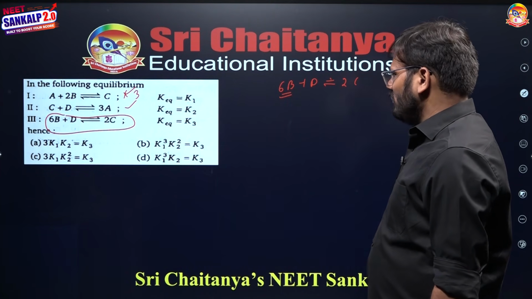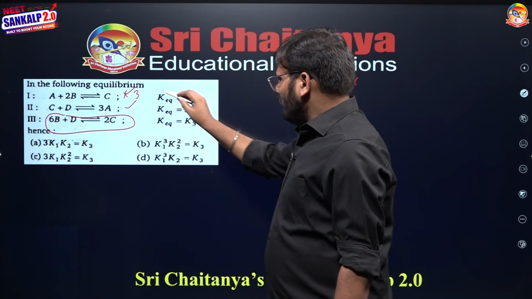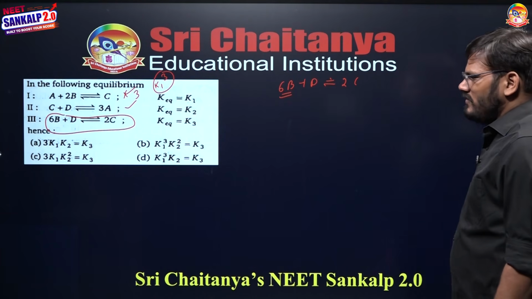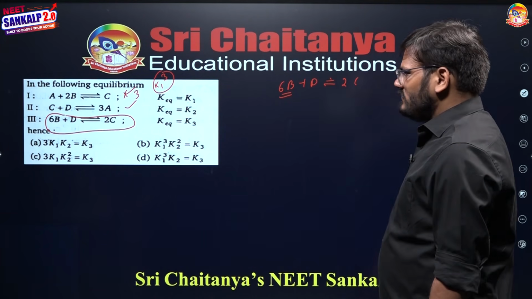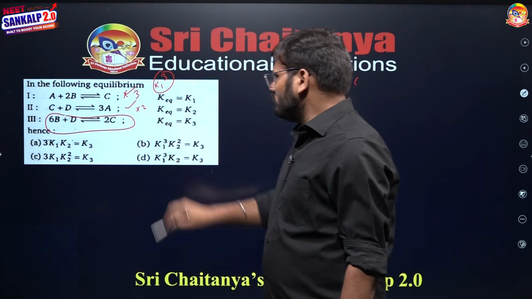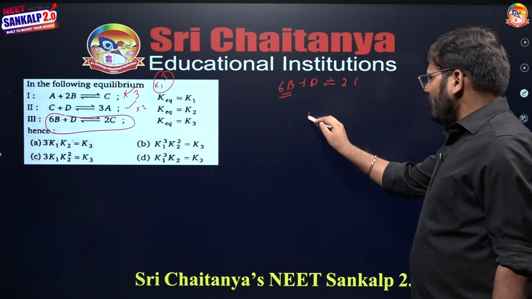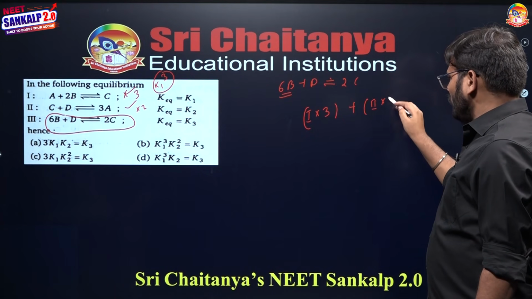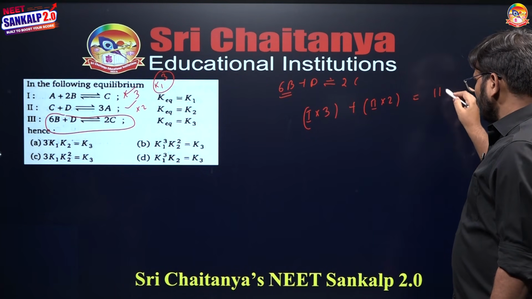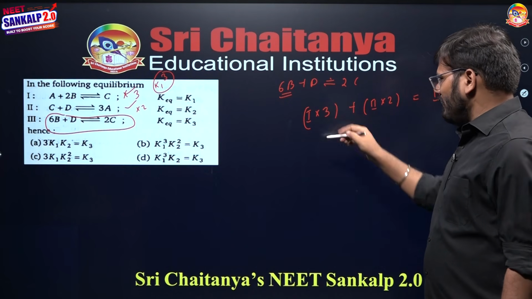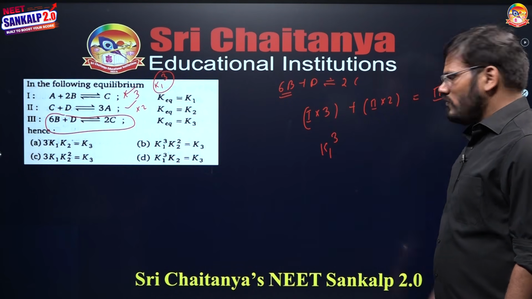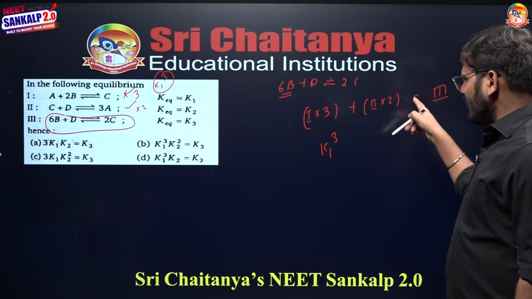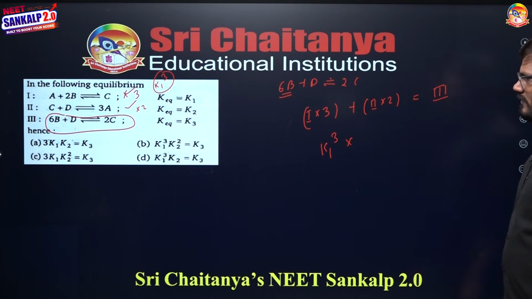If you multiply by 3, then its equilibrium constant K1 changes to K1 to the power 3. And in the second case, you have to multiply by 2. So you have multiplied the first equation by 3 and the second equation by 2, then you will get the third equation. For the first equation, as you have multiplied by 3, its equilibrium constant will be raised to power 3, and you have added this reaction with the second, so their equilibrium constants will get multiplied.